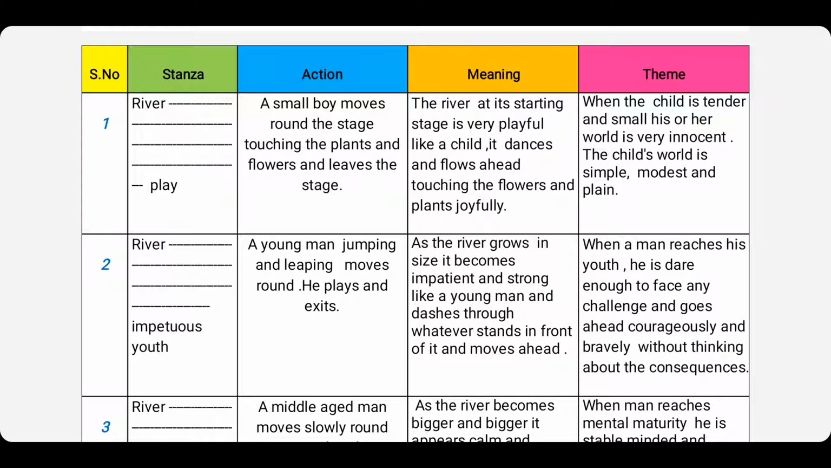What is the meaning? The river at its starting stage is very playful like a child. It dances and flows ahead, touching the flowers and plants joyfully. What is the theme? When the child is tender and small, his or her world is very innocent. The child's world is simple, modest, and plain. So, this is what we see in the first paragraph.